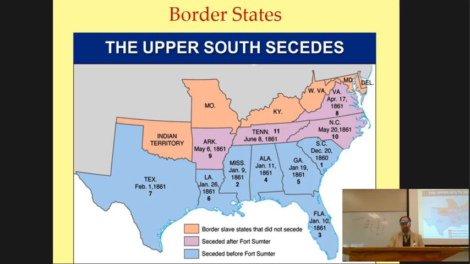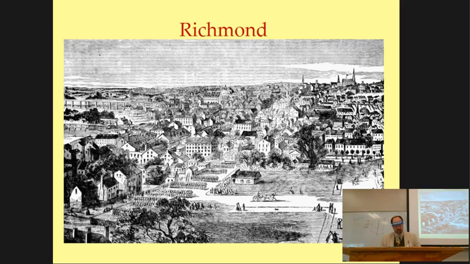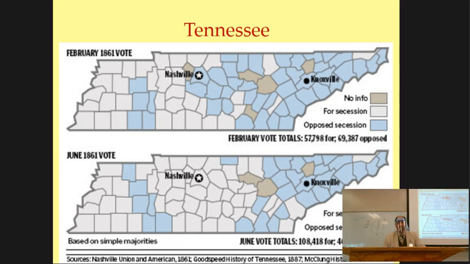On April 17th, so just a few days after Fort Sumter, Virginia seceded. And the Confederate capital moved from Alabama to Richmond, Virginia, less than 100 miles away from Washington, D.C. In May, North Carolina and Arkansas followed Virginia out of the Union. And on June 8th, Tennessee did so too.